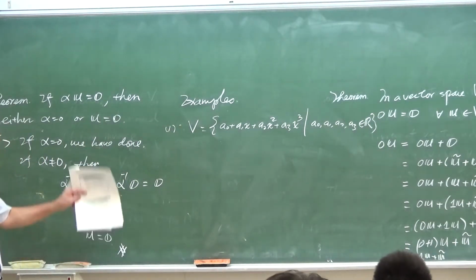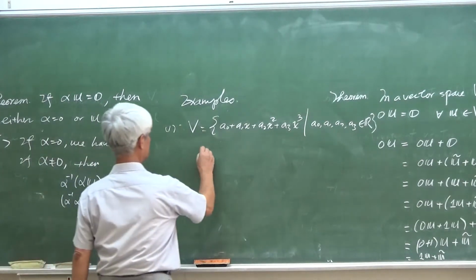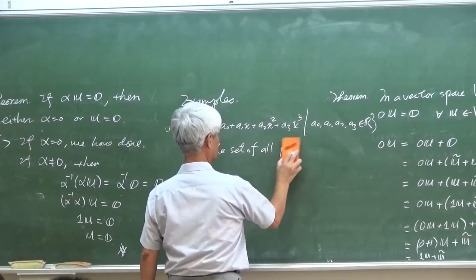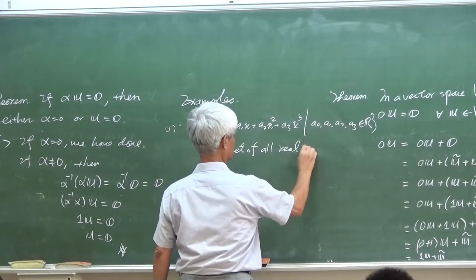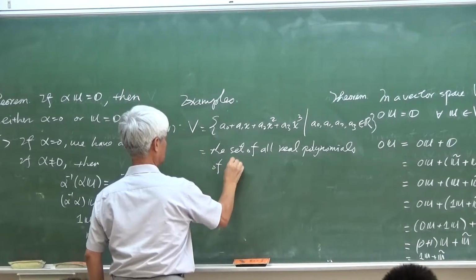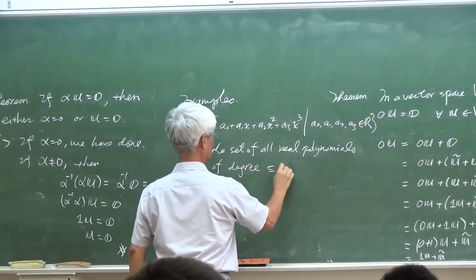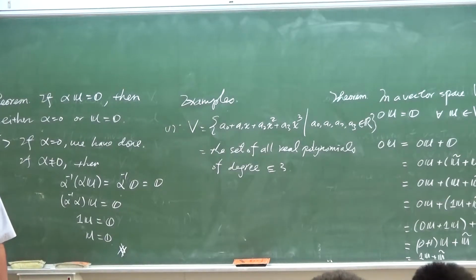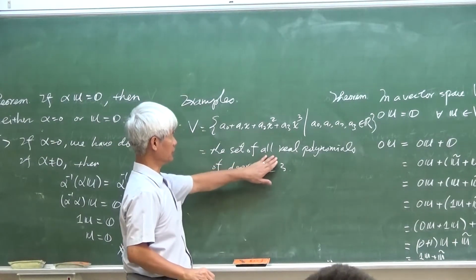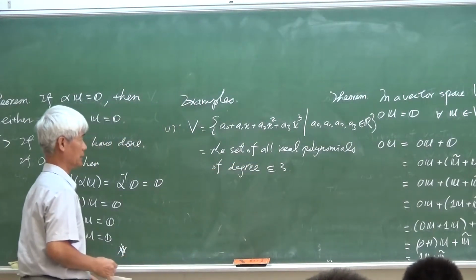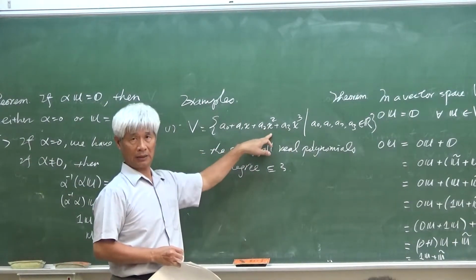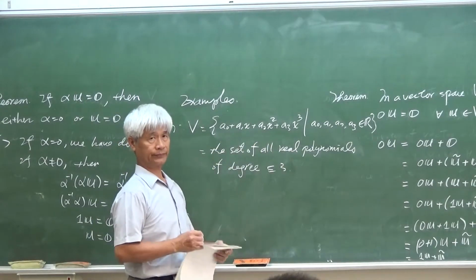So we consider such a set. What is this set? It's the set of all real polynomials of degree less than or equal to 3. Real polynomial means that the coefficients of the polynomial are real numbers. And we know this is just a formula for such a polynomial.